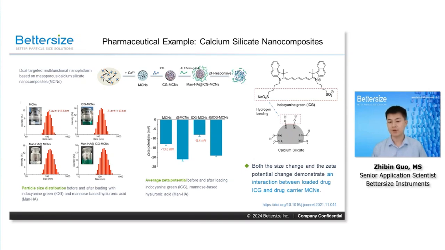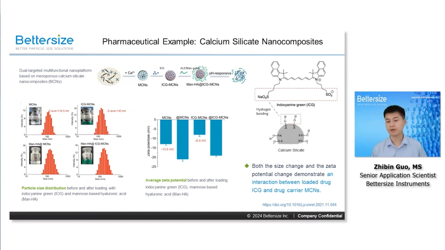Additionally, the zeta potential shifted from minus 30 millivolts to minus 8 millivolts, signifying a change in surface charge. These changes in both size and zeta potential suggest a significant interaction between the loaded drug ICG and MCNs. This interaction is primarily due to hydrogen bonding between the ICG molecules and the silanol groups on the surface of the mesoporous walls of the MCNs.